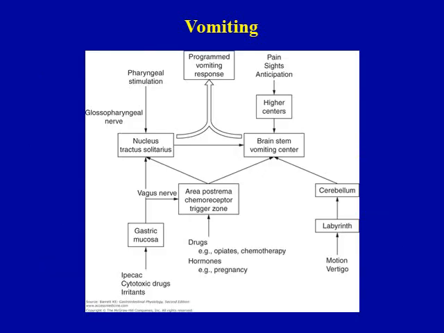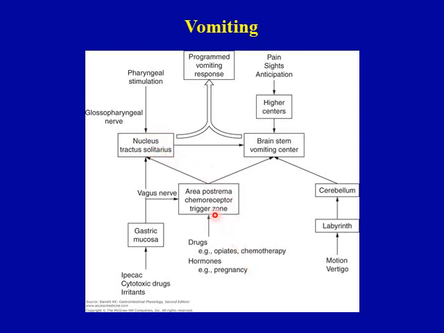As we can see here, there are many triggers for vomiting. These include irritation of the gastric mucosa by ipecac, cytotoxic drugs and irritants. This will stimulate the gastric mucosa. Information will be carried through the visceral afferents in the vagus nerve to the area postrema, or the chemoreceptor trigger zone, and the nucleus tractus solitarius of the vagus nerve.